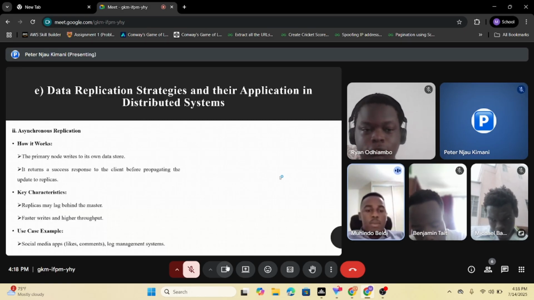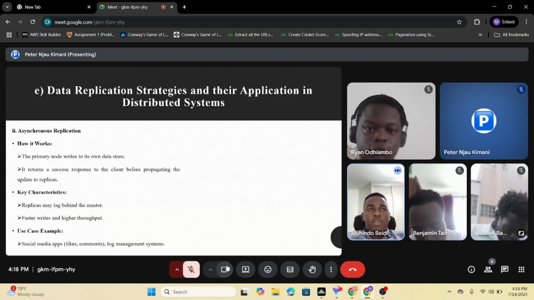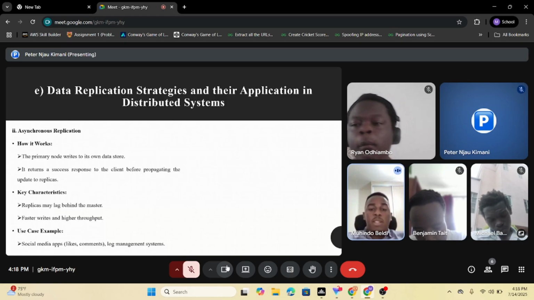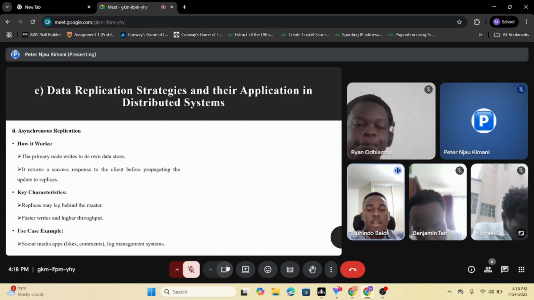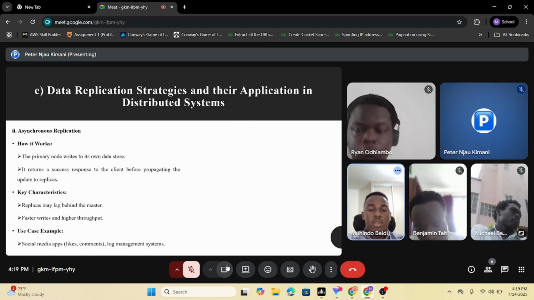For a use case example, we can consider social media platforms like Facebook or Instagram. When you post a comment or like, the platform prioritizes speed over strict consistency. If the data takes a few seconds to reach all replicas, that is acceptable. And this is why asynchronous replication is used to handle millions of user actions quickly without blocking the system.